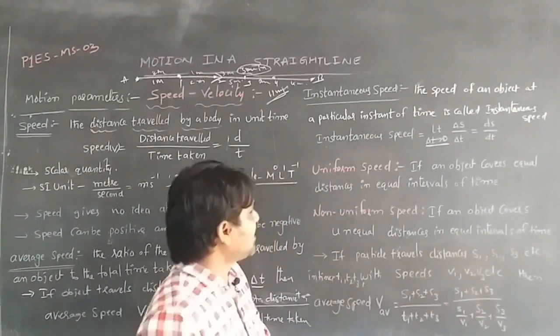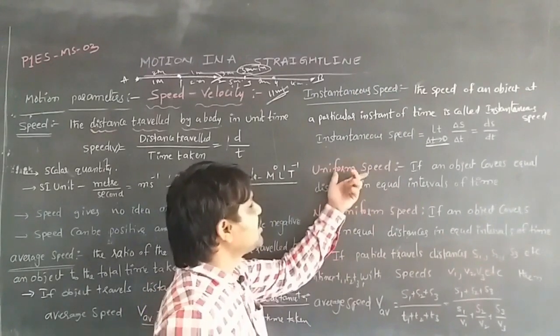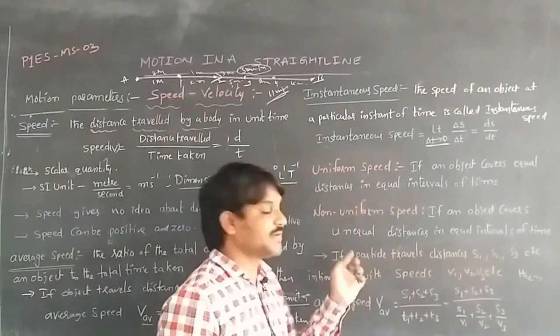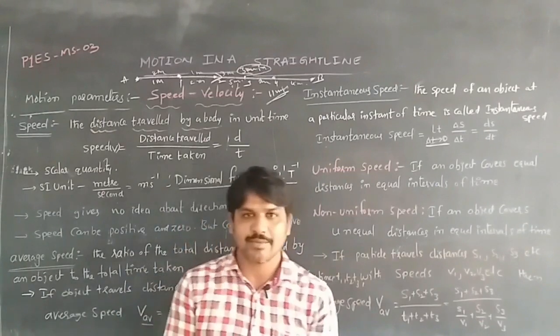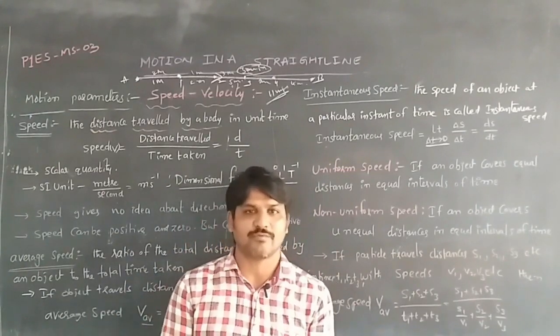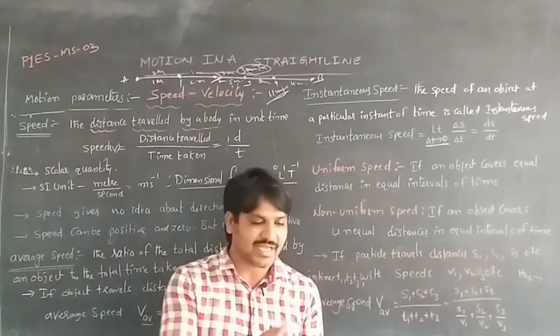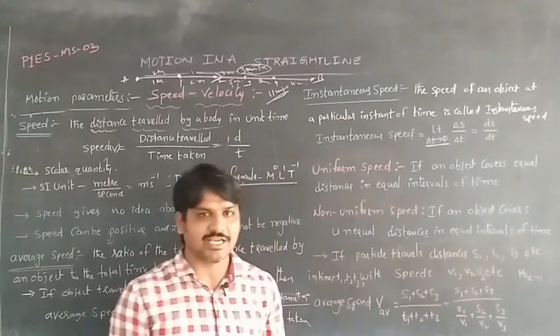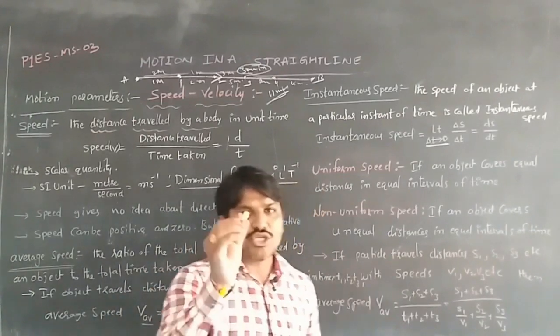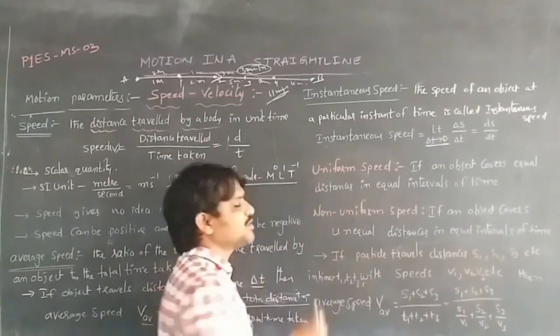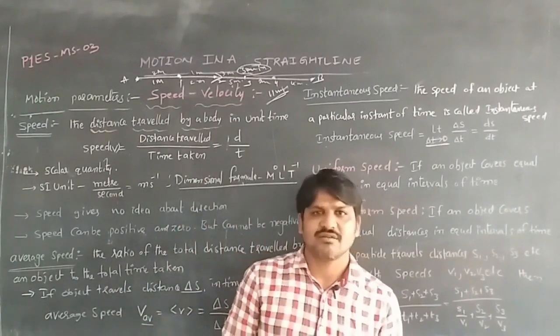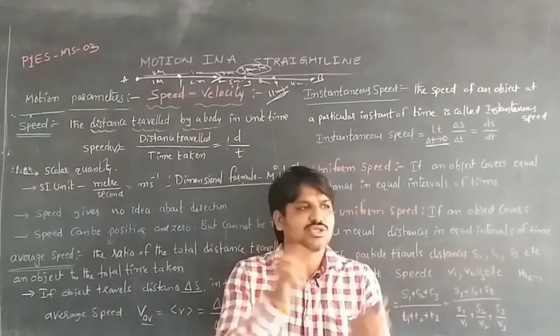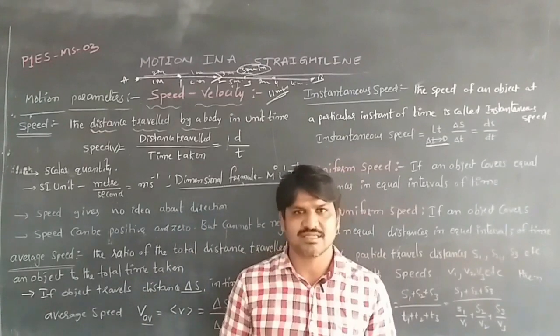Then here we should know what is uniform speed and non-uniform speed. Just listen carefully, because uniform and non-uniform are important things, and we can get further into them also. So listen carefully. What is uniform speed? Uniform means, as we know, whenever we are in school, all the students wear the same dress, that is uniform.